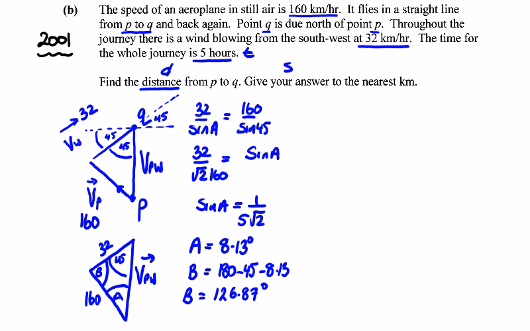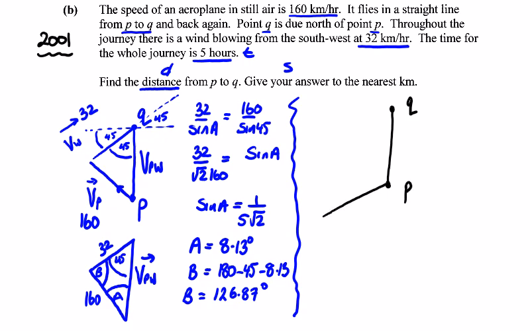So now if we look at the plane coming back down in the opposite direction, we still have Q and P. So the wind is coming in from the south. If we look at it going towards P, the plane will need to fly out in this direction here. So the velocity of the plane is 160 going down in this direction. The wind is coming up in this direction. That's 32. And the angles we have here, the wind is coming at a 45-degree angle.